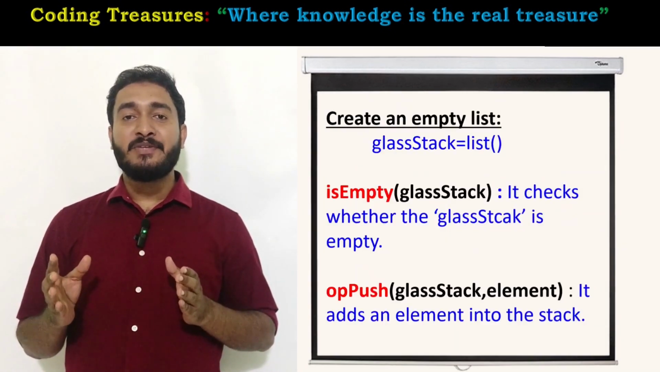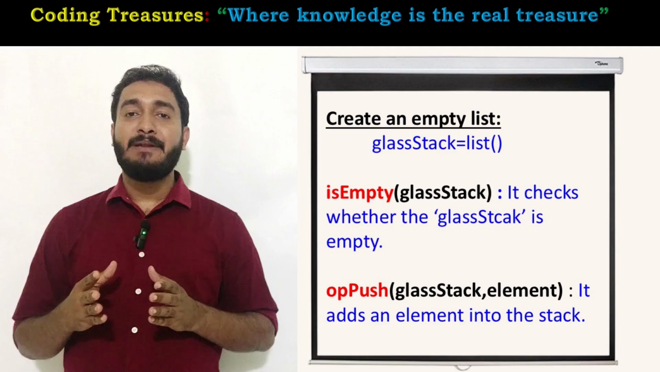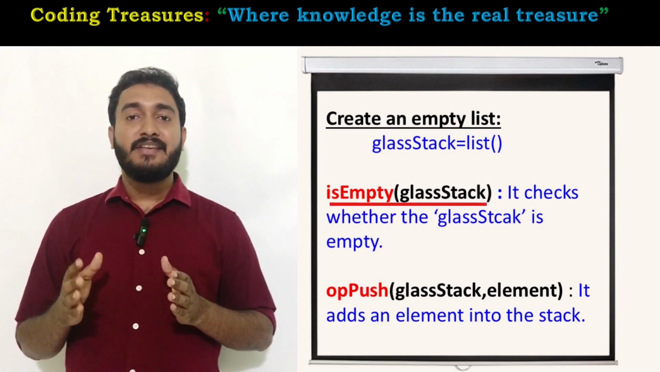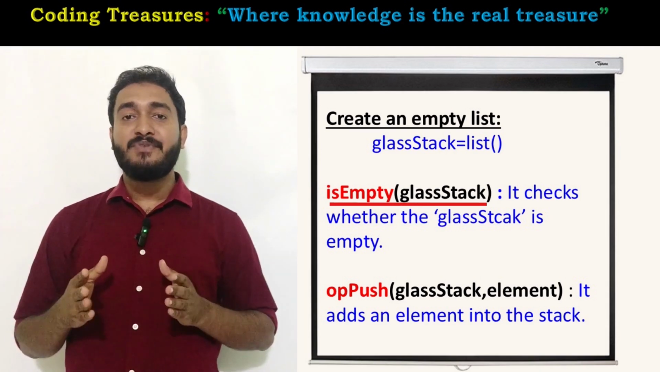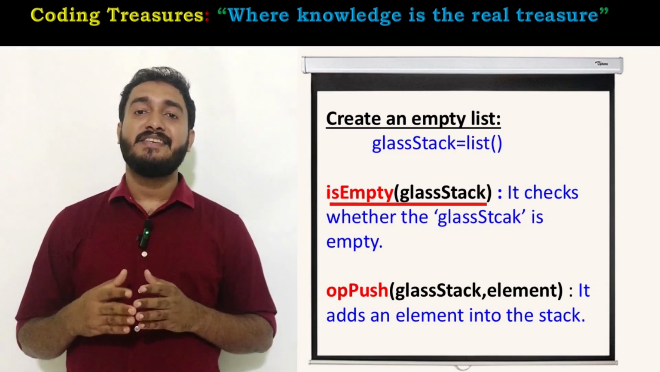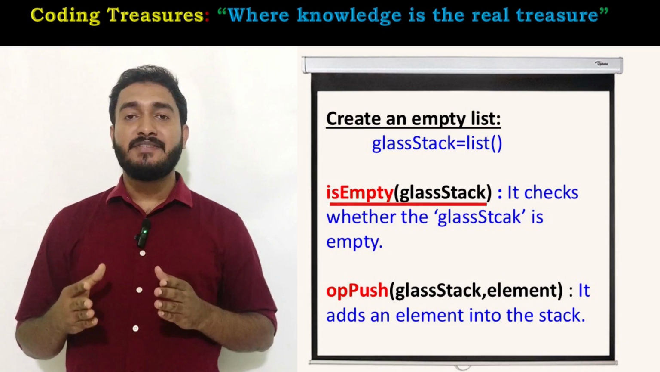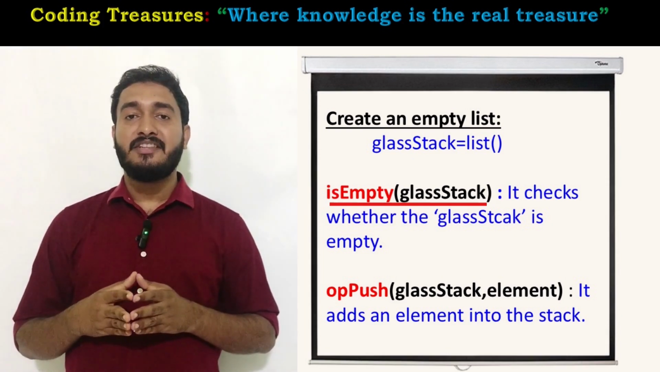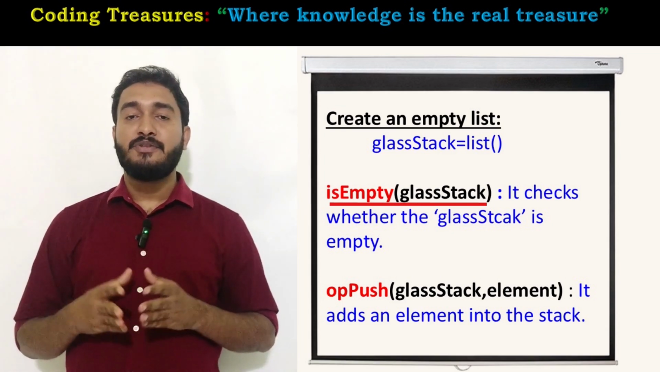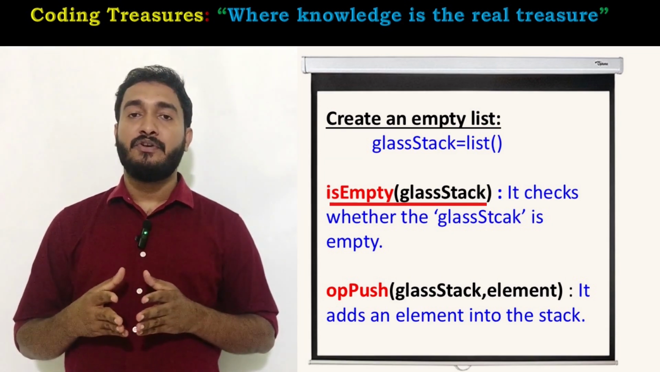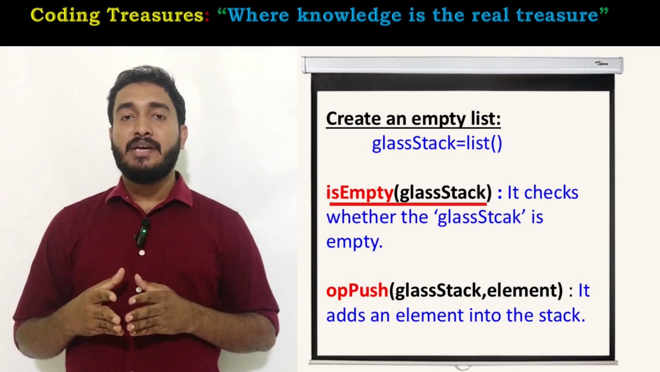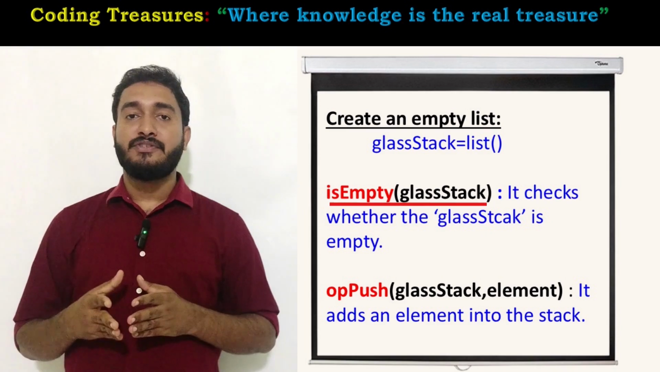So now let's see what are the functions you have to use to implement stack in Python. The first function is empty function. This function will check whether the stack is empty. So what are we passing into the function? We are passing glass_stack. That is a stack, nothing but a list. So this function will return true or false. If the stack is empty, it will return true. Otherwise, it will return false.